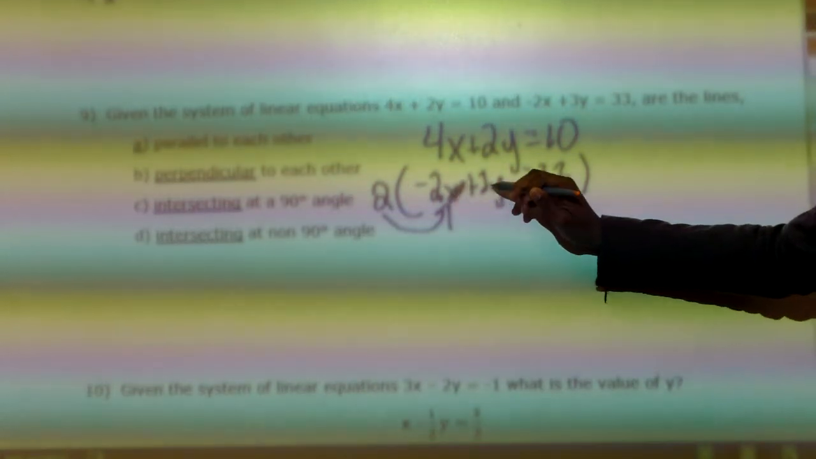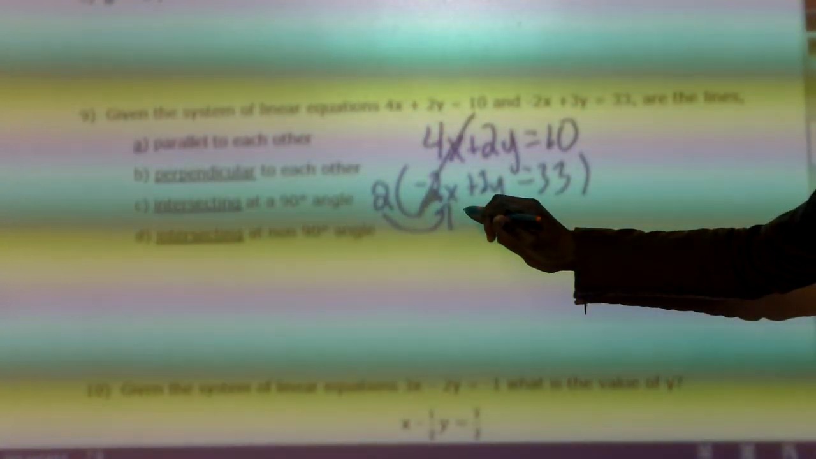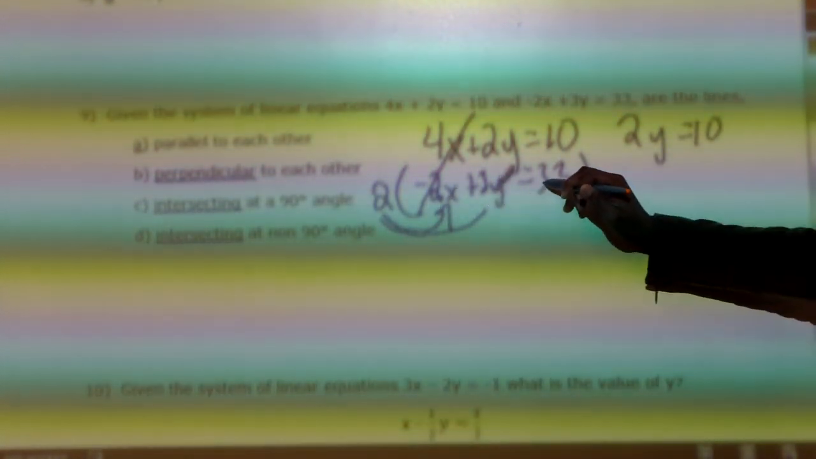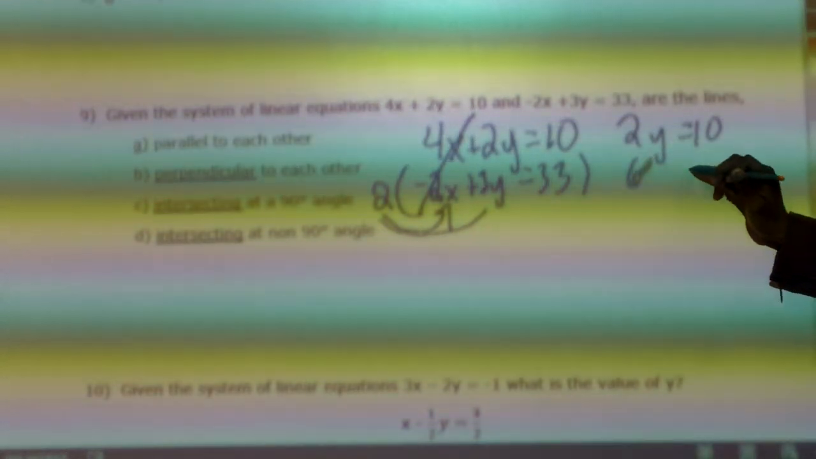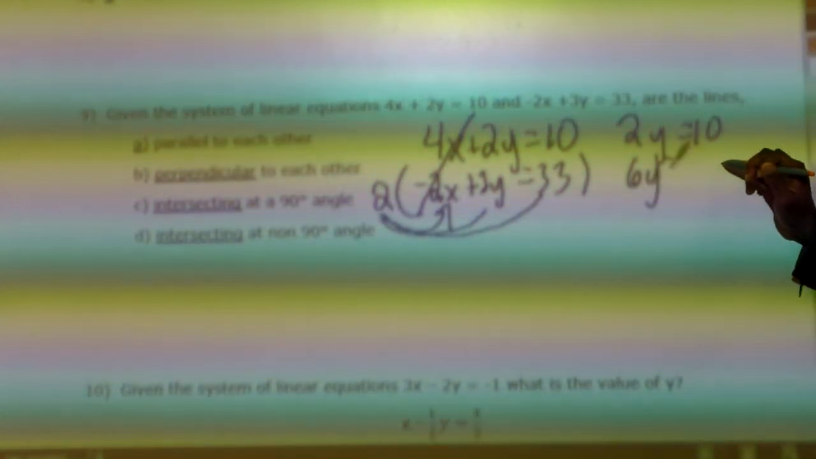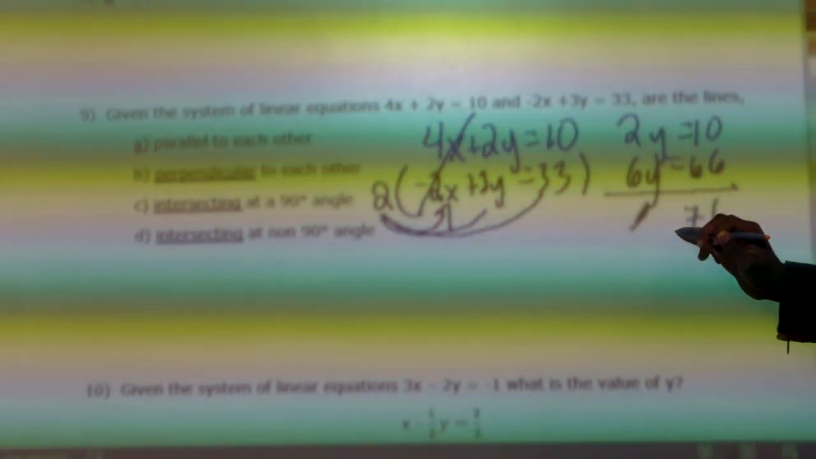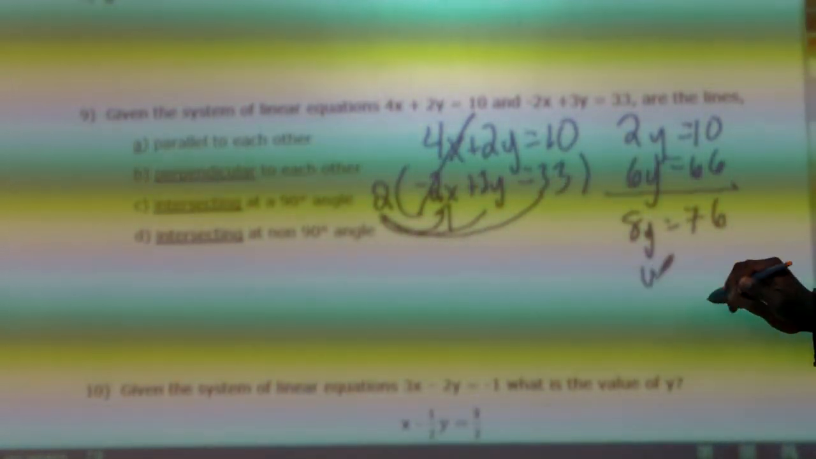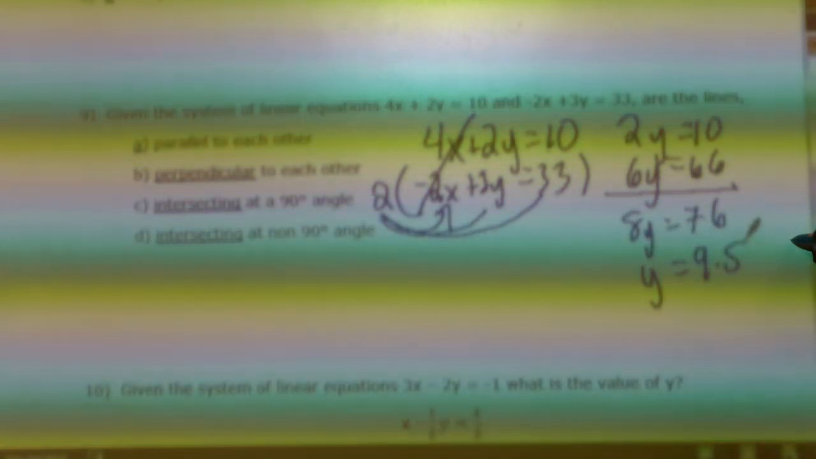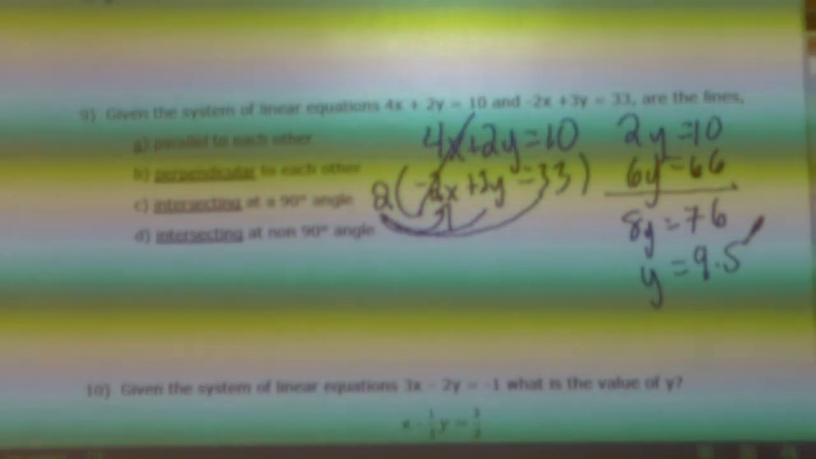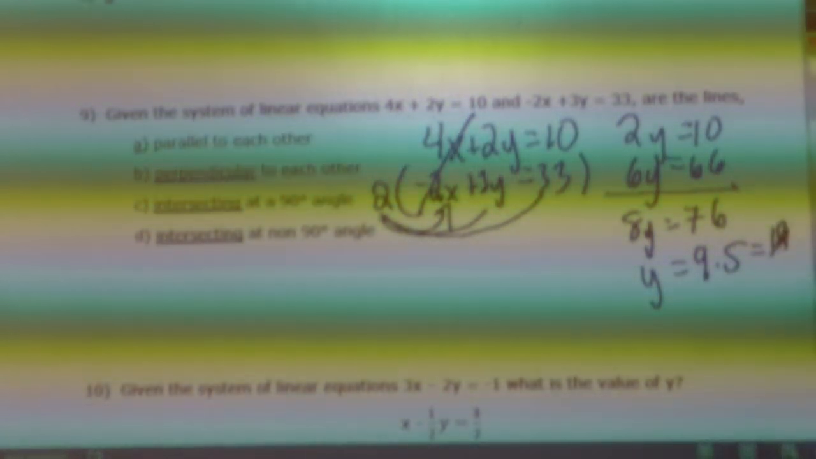Because when you distribute here, that becomes -4x, so our x is canceled. Distribute here, and I rewrite 2y equals 10 from the top. And that gives us 2 times 3, which is 6y, and then 2 times 33 is 66. Add them together, and we end up with 76 equals 8y. Divide both sides by 8, and y equals 9.5, which is equivalent to 19 over 2.